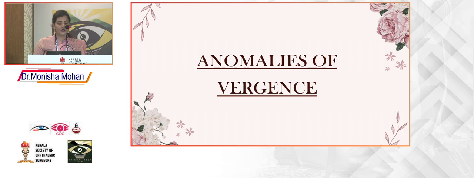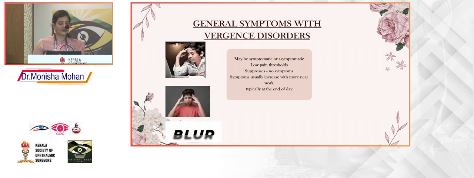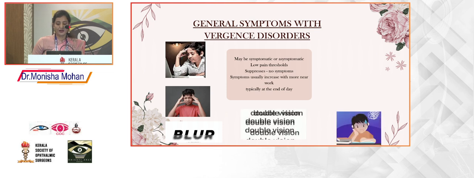So let's jump on to anomalies of convergence. So again, here the patients are going to come with symptoms. Sometimes they might not have symptoms, so they're rather suppressing. So if they're having symptoms, then the patient has a low pain threshold. So usually these symptoms increase with more near work, and typically they present at the end of the day. So they could have eye strain, headache, blurring, diplopia, poor concentration.